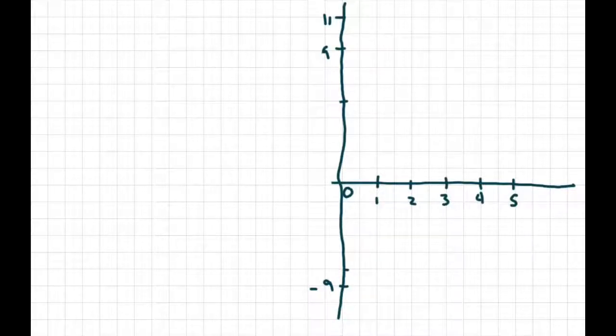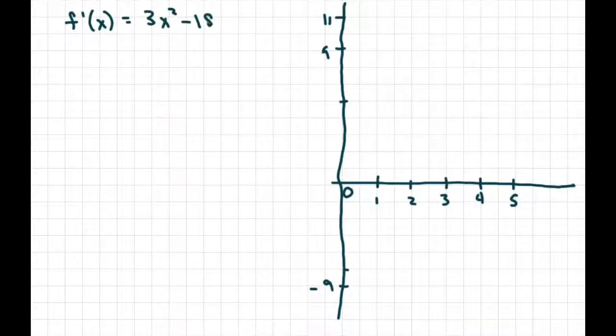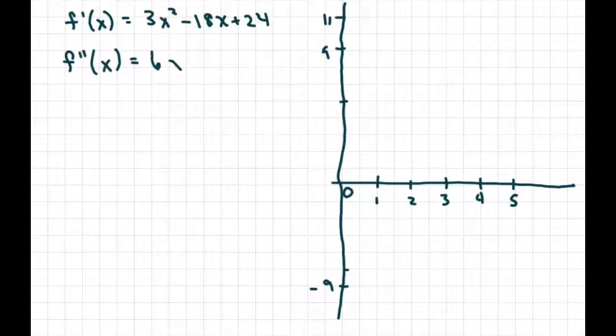Our first derivative was 3x squared minus 18x plus 24. So therefore, our second derivative, f double prime, is going to be 6x minus 18.